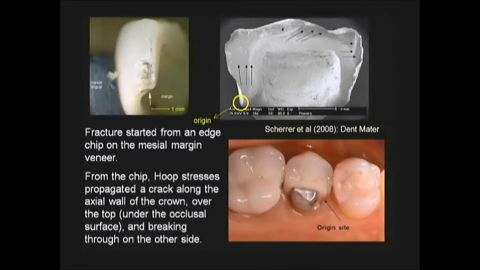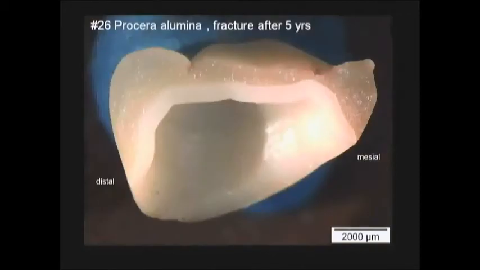The fracture started from an edge chip on the mesial margin of the veneer. From the chip, hoop stresses propagated the crack along the axial wall, then moved over the occlusal side and ended up on the distal side of this palatal second premolar. More than that, we will not have information. And clinical dentistry will never be as pretty as a bend bar that shows you a real flaw with a real size. It's much more subtle.